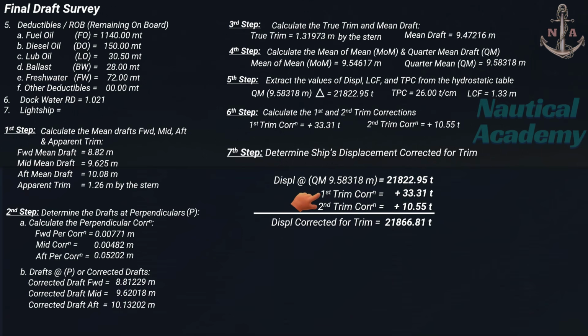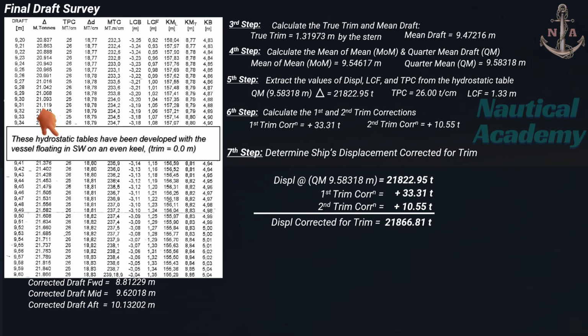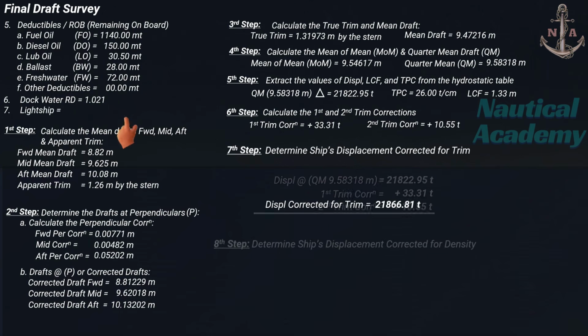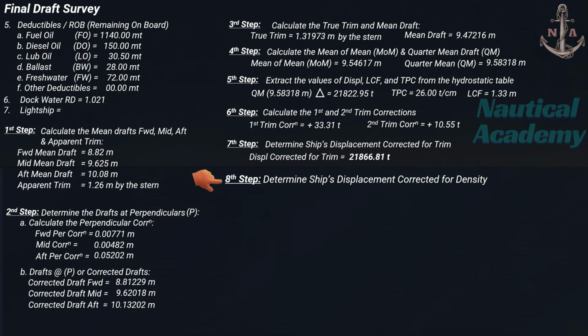We apply trim corrections because the hydrostatic table used was developed when the vessel was floating on an even keel or zero trim. At the same time, this table is also developed when the vessel is floating in salt water where the relative density is 1.025. Since our vessel is floating in dock water with a relative density of 1.021, the next step is to determine the ship's displacement corrected for density.